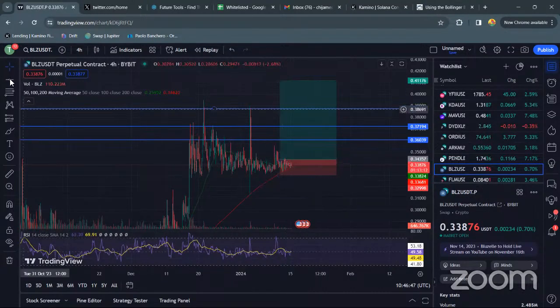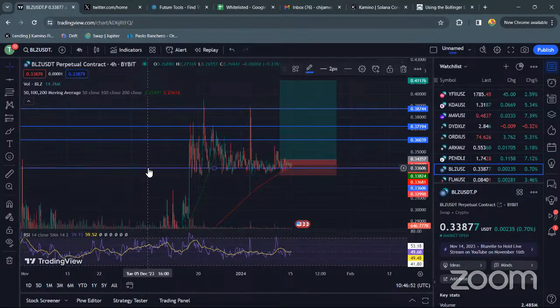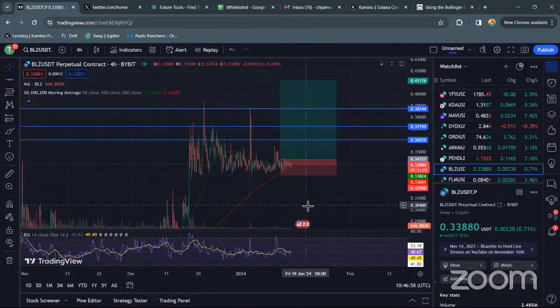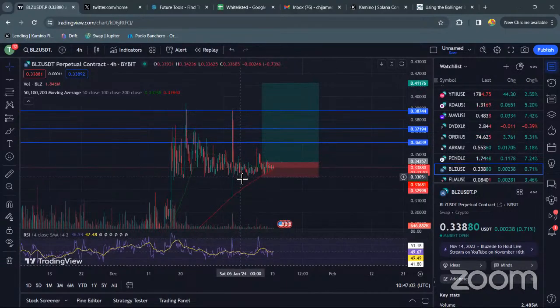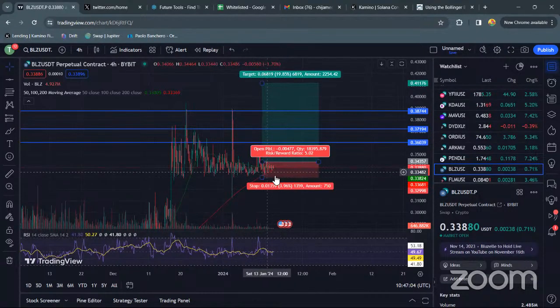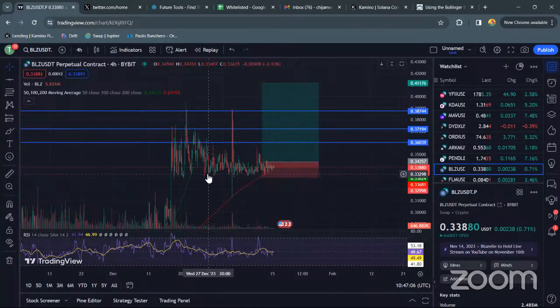So I don't think I got the best entry. I think my entry should have rather been somewhere around here. But yeah, my entry was wrong, very wrong. But then my stop loss is still at a very good level, so I'm very comfortable holding the position, because you can see this, it's just been squeezing between these two levels. It's consolidating, and yeah, there's even a squeeze.